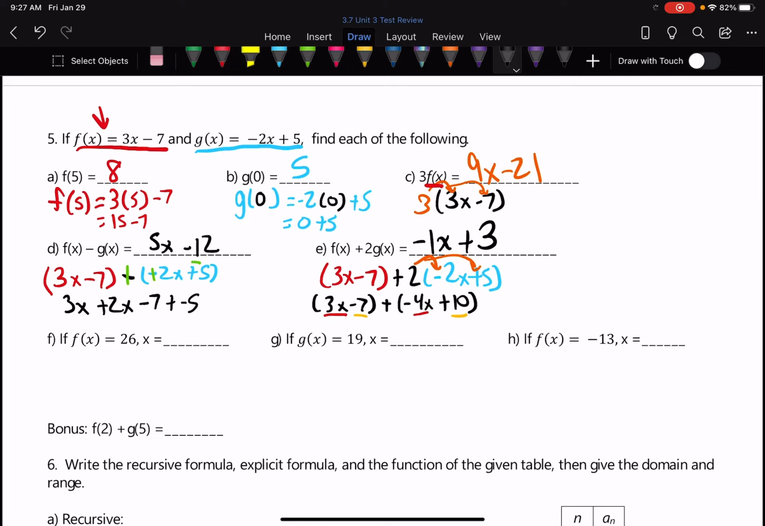Part F says if f of x equals 26, solve for x. So now instead of plugging in 26 for our x value, we now have 26 as our y value, or that's what our f of x is equal to. So I'm going to have 26 equals our function 3x minus 7, and I have to solve for x. First step is going to be to add 7 to both sides. 26 plus 7 is going to give me 33. So I have 33 equals 3x. And I'll divide out a 3. And that gives me that x equals 11.